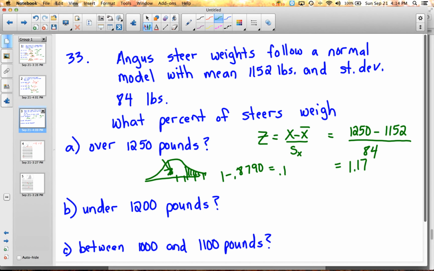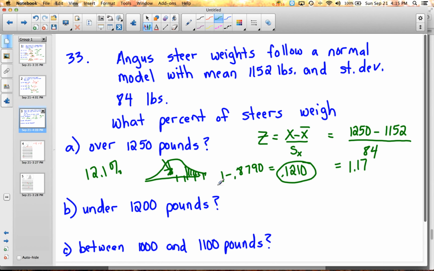Well, hold on just a second. Okay, bad memory. I couldn't even remember if I wrote the right number down there. So we have, okay, but it was 0.8790, so we get 0.1210, and that would be the area that is to the right. Okay, so if we wanted a percent, we would have 12.1% of the steers weigh over 1,250 pounds.